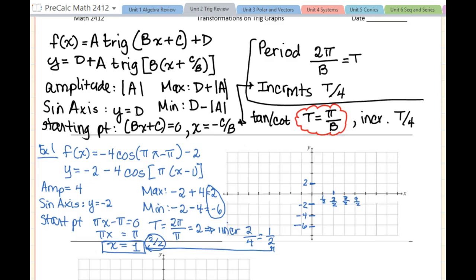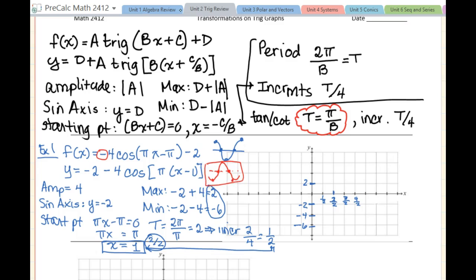So we are doing cosine. Big thing to remember about cosine, it starts at the maximum, hits the sinusoidal axis, goes below to the minimum, comes back to the sinusoidal axis, and then hits a maximum. So these 5 points are the ones that we're going to use. But remember, we have a negative. That just means that our graph is not going to look like this, but it's going to have our sinusoidal axis, and it's going to start at the bottom, go to the sinusoidal axis, to the maximum, to the sinusoidal axis, and then to the minimum. So it's going to look like that. So our job is to make sure our graph looks like this.